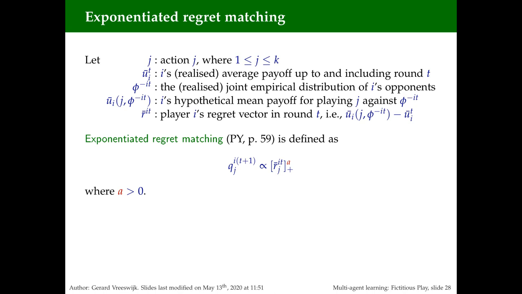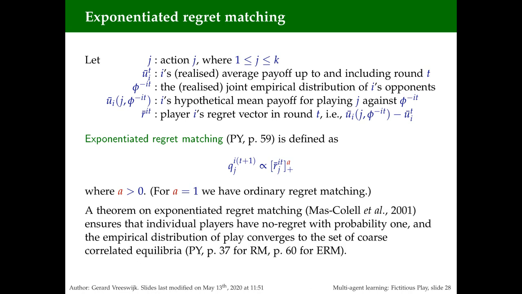And then exponentiated regret matching, which is discussed in Peyton Young's monograph on page 59, is defined as having probabilities in the next round that are proportional to positive regrets, but not only to positive regrets, but to positive regrets to a certain constant exponent, where this constant exponent is larger than 0. Of course, if this exponent is 1, we have ordinary regret matching. And then a theorem on exponentiated regret matching ensures that the individual players have no regret with probability 1, and the empirical distributions of play converge to the set of coarse correlated equilibria.